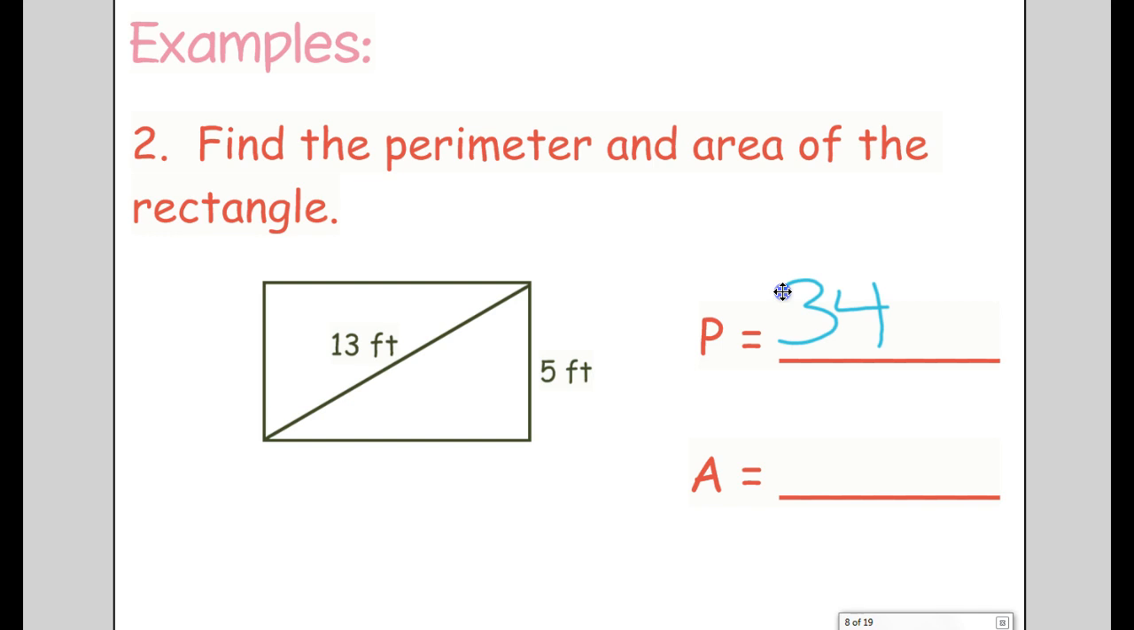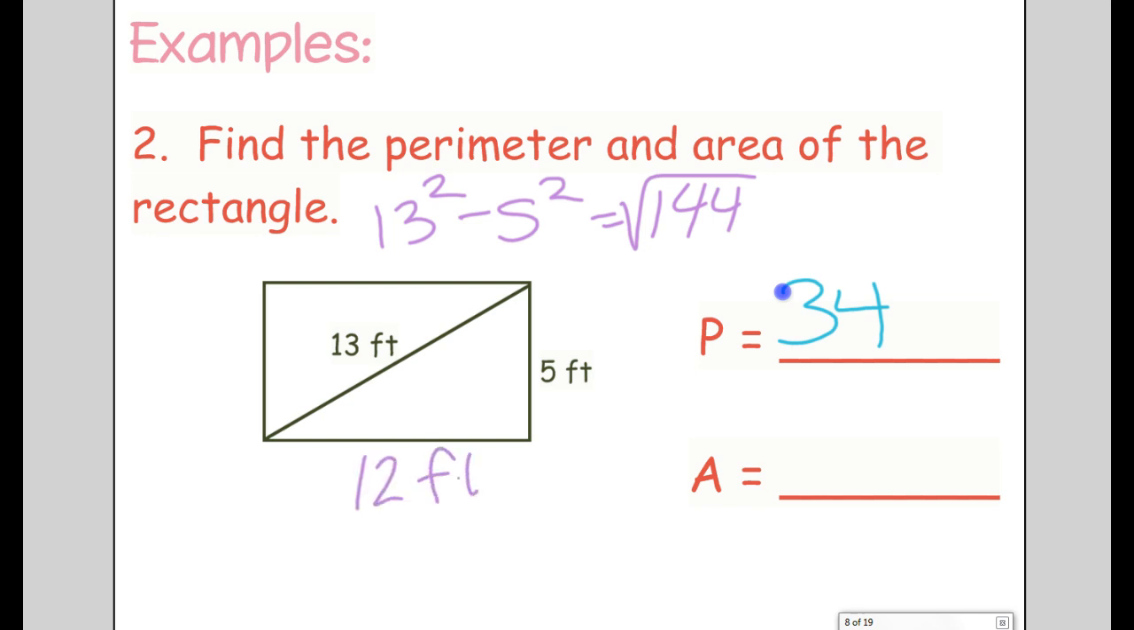Shelby, what did you do first on this problem? Thank you for writing your answer. Pythagorean theorem. Did you do 13 squared plus 5 squared? What'd you do? 13 squared minus 5 squared. So 169 minus 25. And be careful, that's not your answer. What's the last step of Pythagorean theorem? Square root. So 144, you can take the square root, 12. So now, Paige, come write the area of that rectangle.